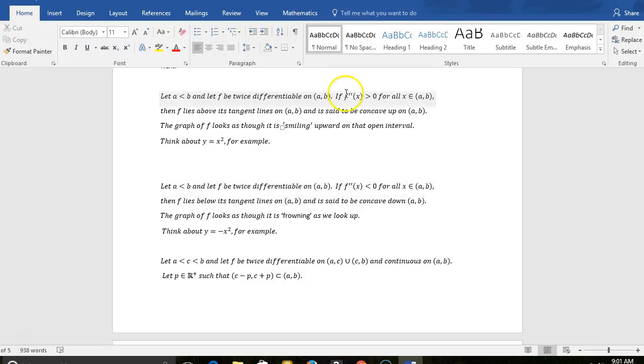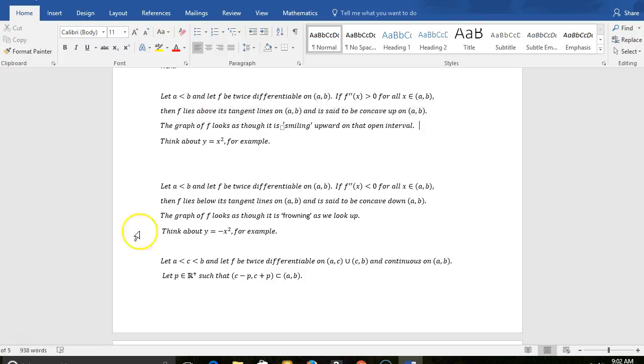So again, if f double prime is positive on a certain open interval AB, then the graph of the function f on that open interval AB is concave up, which by definition means it lies above its tangents, and hence it looks like it's smiling along the positive y-axis on that open interval AB. When I said concave up, I meant to say it's concave up on that open interval AB.